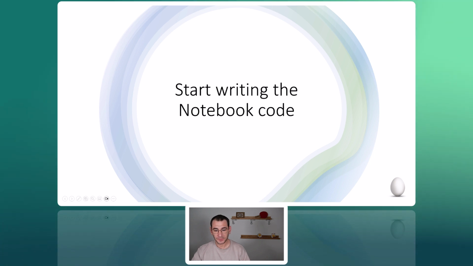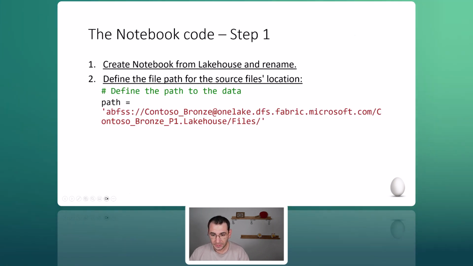Okay, so let's start writing the notebook code. For that, we are going to need the following. First, we have to create the notebook from the Lakehouse location. So just a note there, I'm doing this from the Lakehouse location. So I'm not going to my workspace and then saying create new notebook, because then I have to do an additional step and link it to the Lakehouse. I'm going to create the notebook directly from the Lakehouse so that it is already linked. And then we're going to rename it because the default name will be notebook 1, notebook 2, etc., whatever is available. And I want to give it a reasonable name.